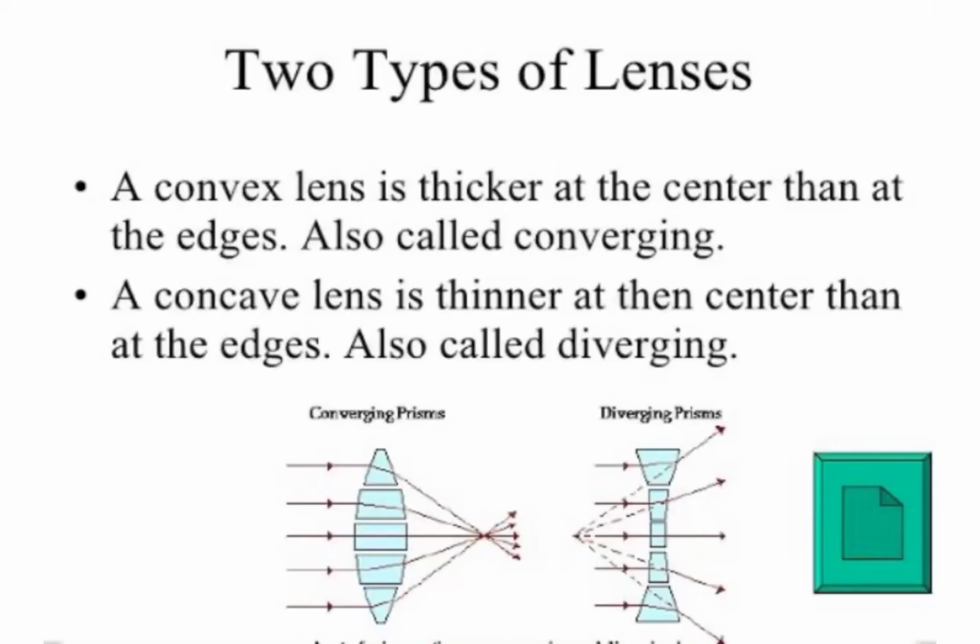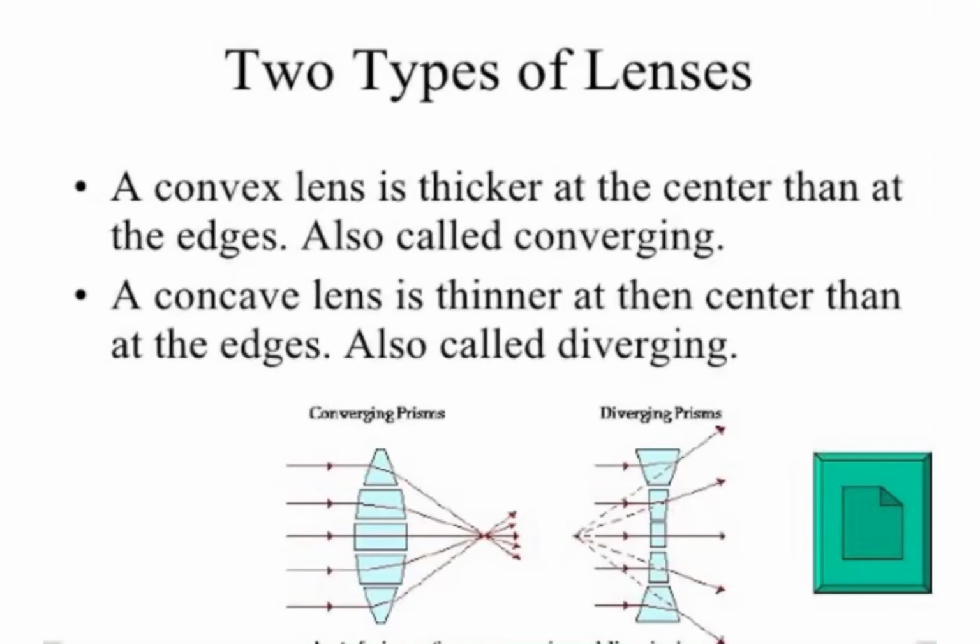So now we know that lenses are of two types, concave lens and convex lens. What is a convex lens? A convex lens is a lens which is thicker at the center and thinner at the edges. You can see in the diagram, here at the center it is thicker and here at the edges it is thinner. It is a converging lens, which means that the light rays after refraction meet at a point.